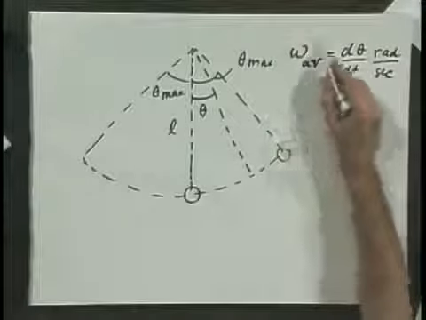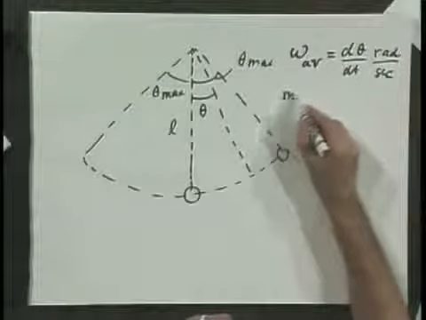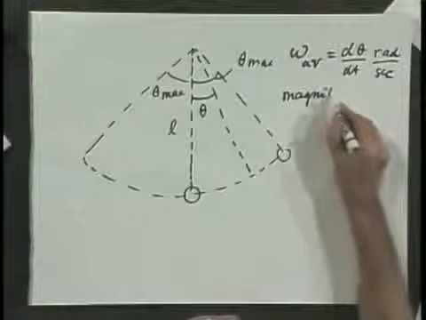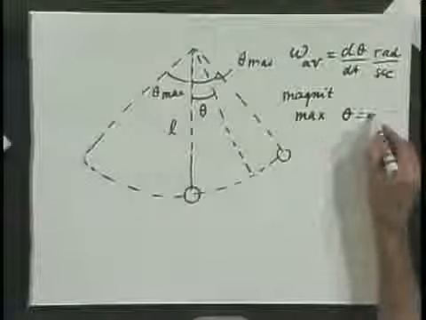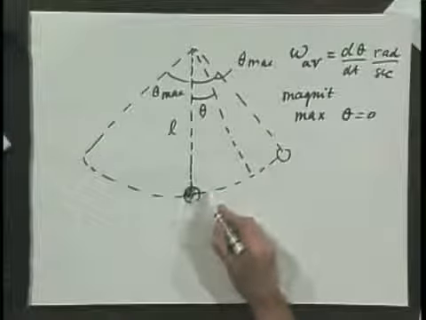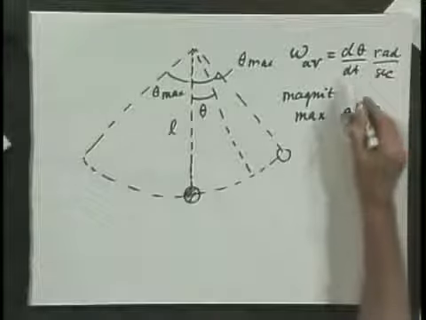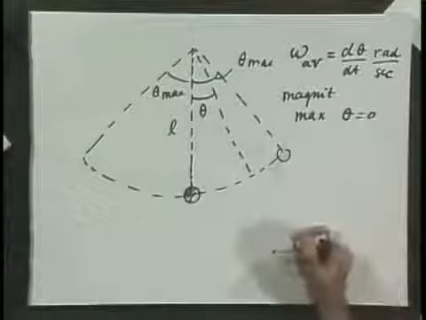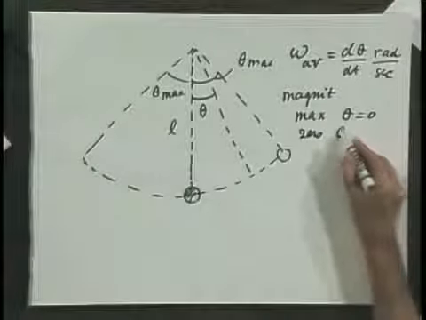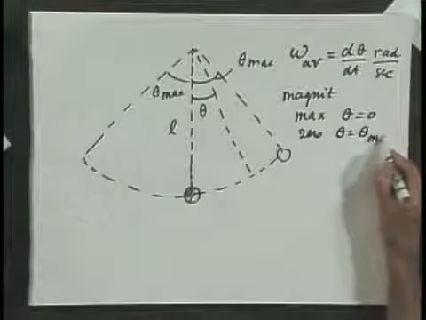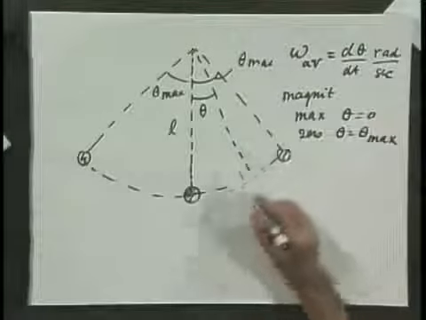The magnitude of this omega has a maximum, so it is the magnitude that I'm talking about now. The magnitude has a maximum when theta equals 0, when the object goes through equilibrium. Then the angle changes the most per time unit delta t. The value equals 0 when theta equals theta maximum, because then the object here and here stands still. So d theta dt is 0.